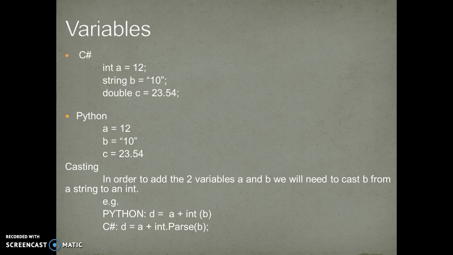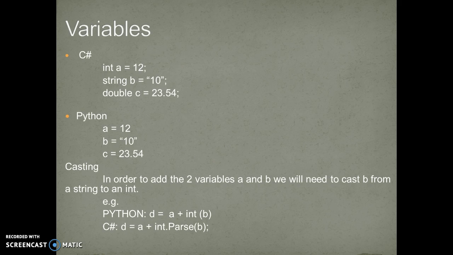So here we go. We have variables. So I have an example here in C#. So as you can see, we have our integer, a equals 12, our string, and our double. And I've also done an example in Python. And as you can see, they're slightly different because in Python we don't need to declare the variable type. So it's just a equals 12.